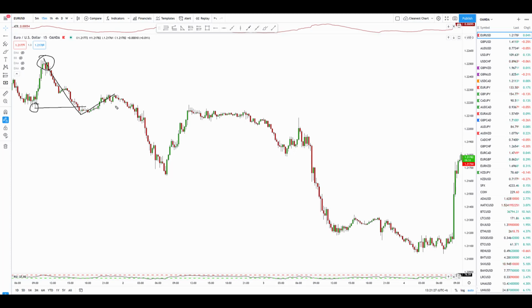Then we get a pullback, and we don't know that this is the top of the pullback until what? Until we actually break through this support level.